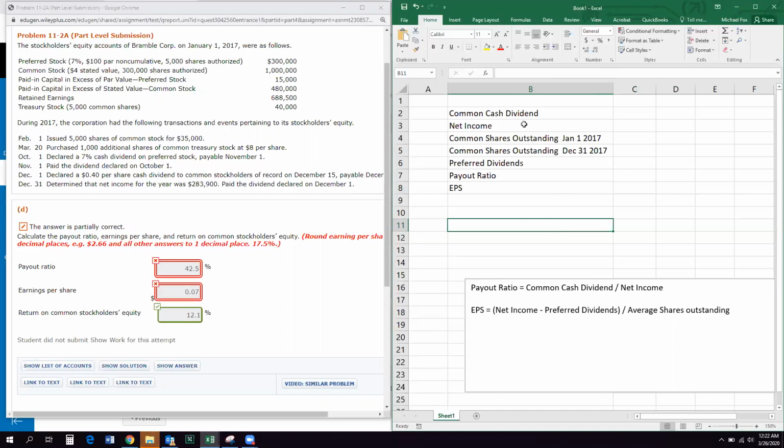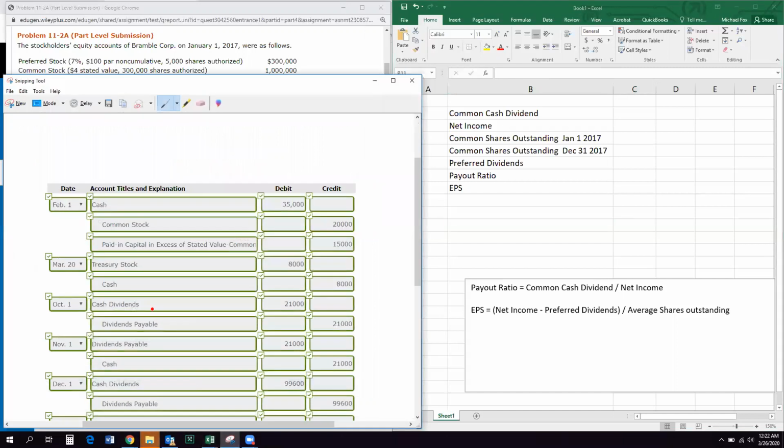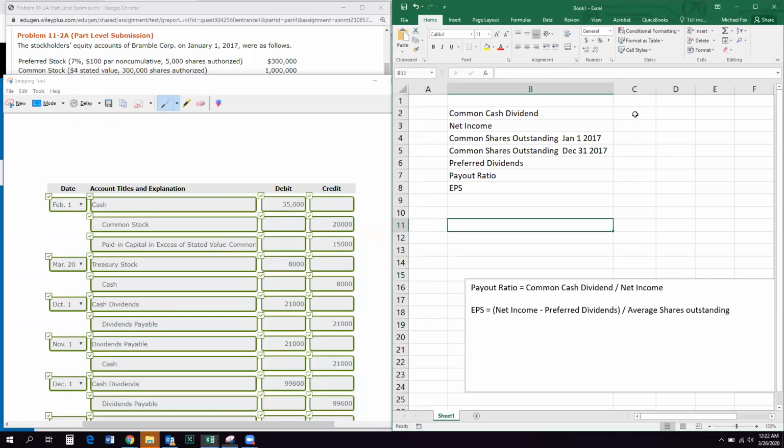Our cash dividend on common stock actually happens here on our December 1st transaction. We don't have to figure it back out because we already did it back in Part A. So if I look back in Part A, I can see on December 1st there were cash dividends of $99,600. We also did dividends in October, but those were for the preferred stock. So those will come up later. So right now we're talking about the $99,600. That's our common cash dividend, or our cash dividend on common stock.